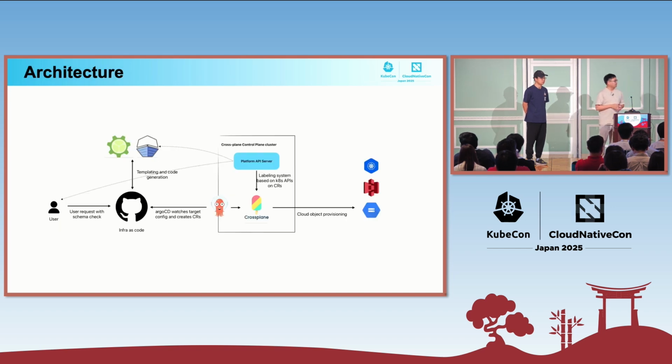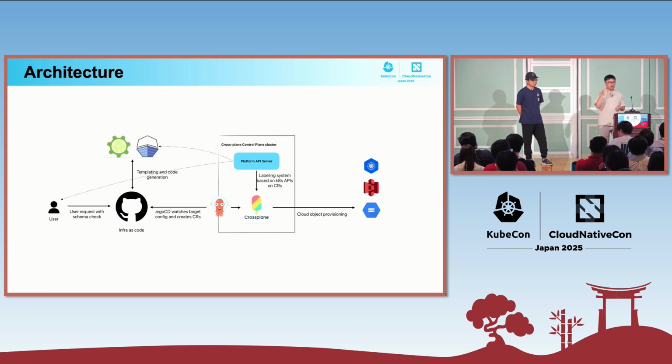Here is a high-level architecture of our proposal. Let's take a look from the left side to the right side. From the left side, the user will start with their infrastructure requirements based on this predefined schema by the platform. And once they check in their requests, for example, they may want a bucket for storing data, or they want a certain DNS record to talk to their services.